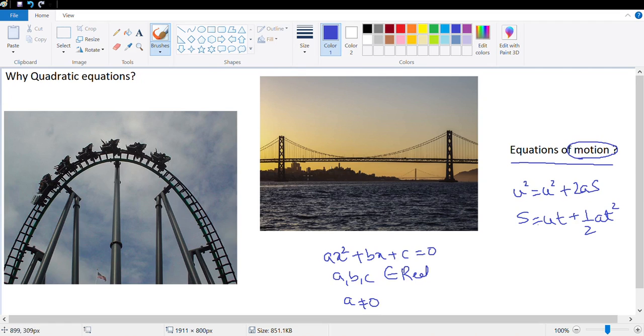The two pictures that you see, I hope you notice this shape here and this shape. That was a bridge and this is a roller coaster. This shape is peculiar to a quadratic equation. How? Let's try and understand.